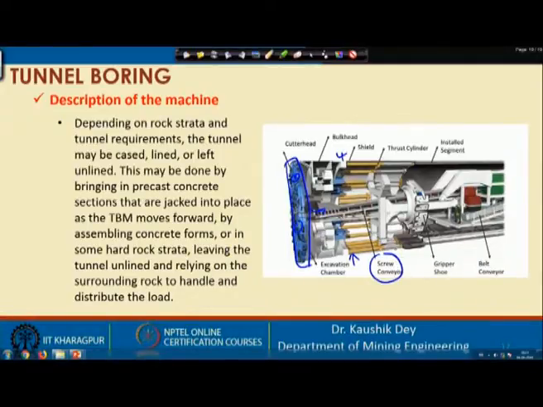Material may be of different types; there may be a different system in different cases. This is the thrust cylinder, which is basically giving the thrust, and these are the gripping shoes. The rest of the part you can consider as the finished tunnel. These are the settling tank, etc., required for the transporting system of the material.